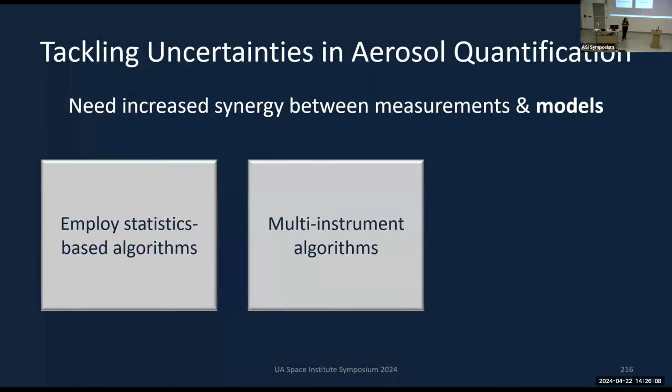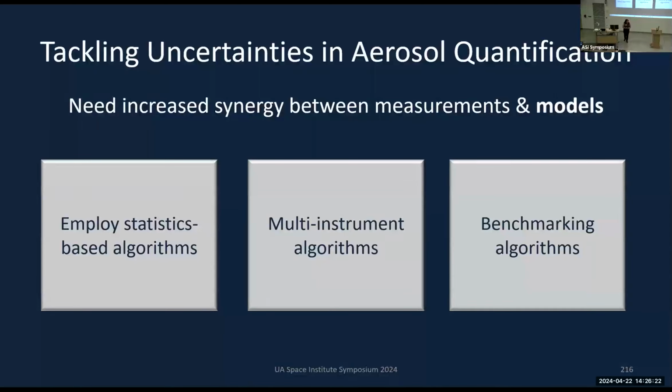Multi-instrument algorithms, can we use more than one instrument as input into these algorithms? For example, like a LiDAR on the ground and a satellite in space, can I take both of those data products and put them into one algorithm? And then benchmarking algorithms. Can we put an uncertainty on this algorithm and the other one and start comparing the results that we get between instruments?